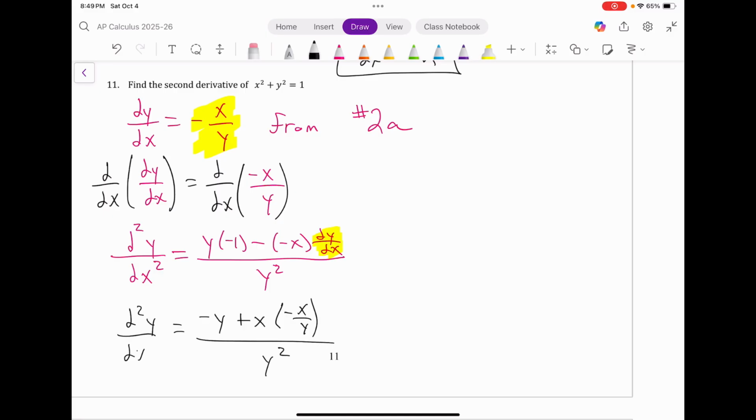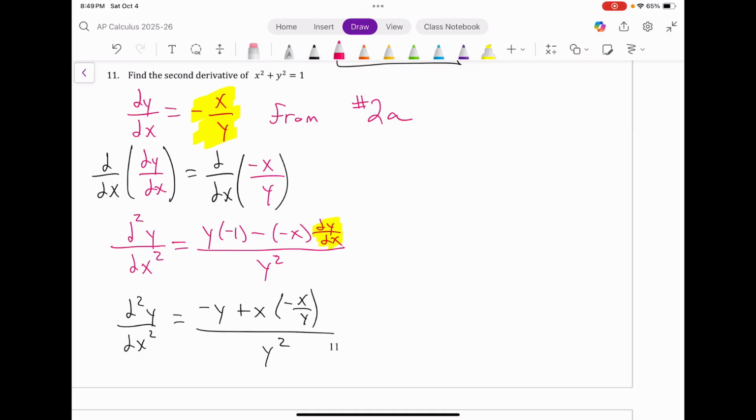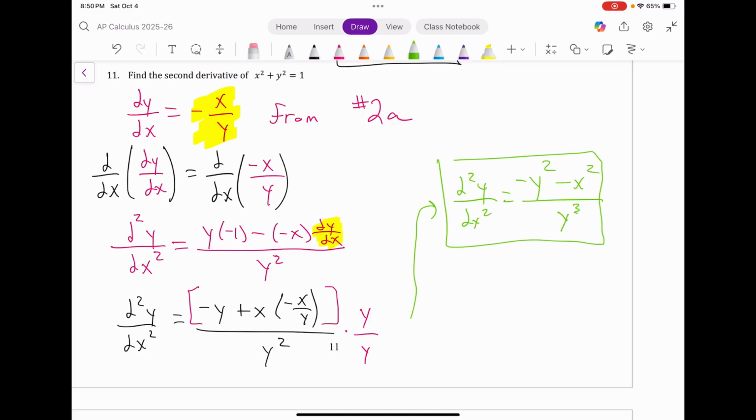Okay, so this is the second derivative. We just want to clean it up a little bit. So how can we get rid of that fraction within a fraction? Well, we can multiply the top and bottom by y. Okay, so what does that get us? So negative y squared minus x squared over y cubed. So that's how you find the second derivative.